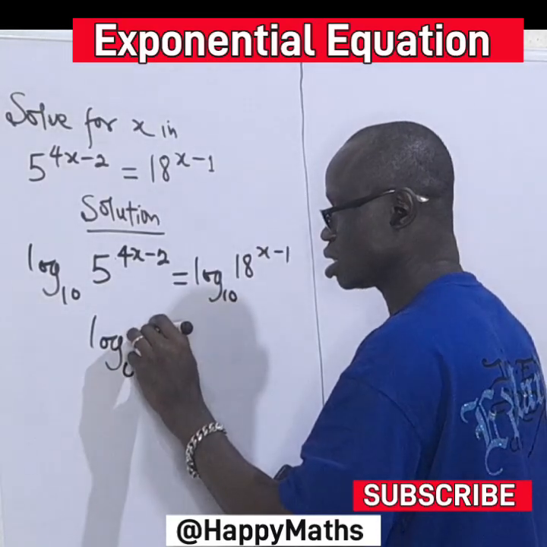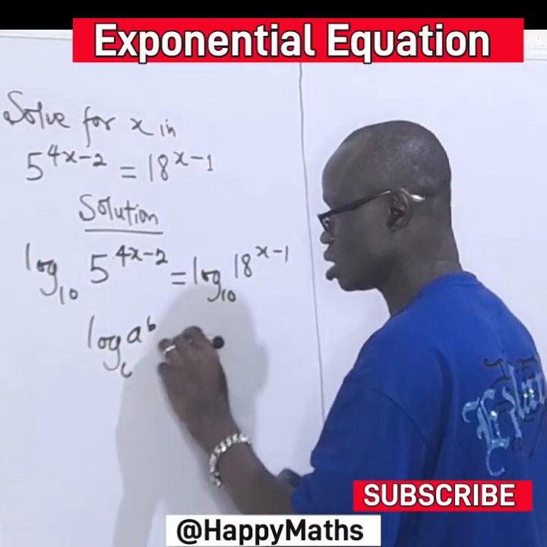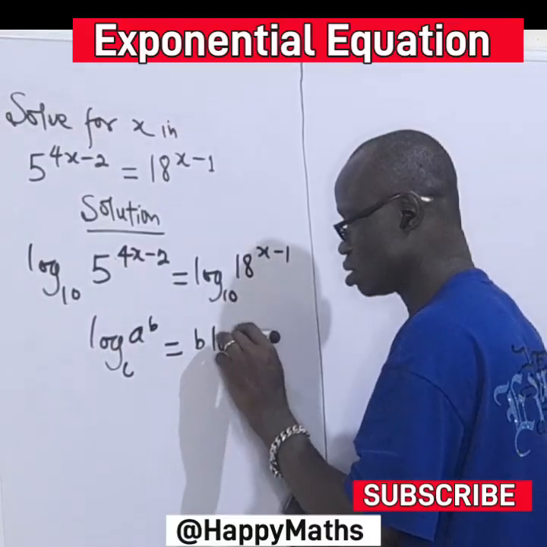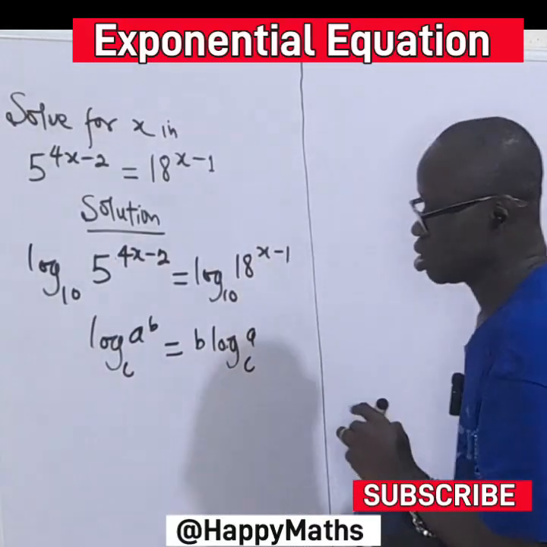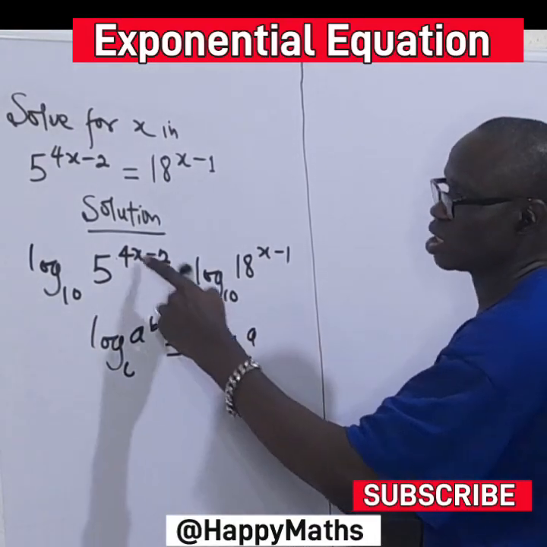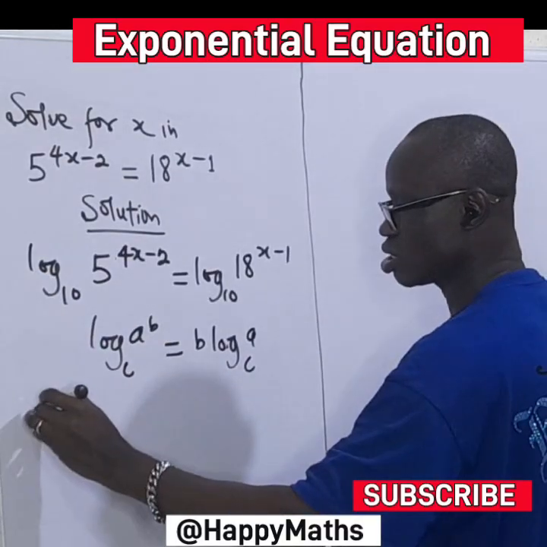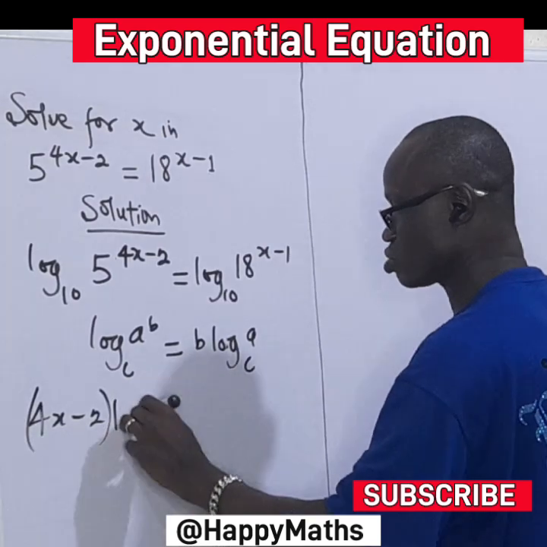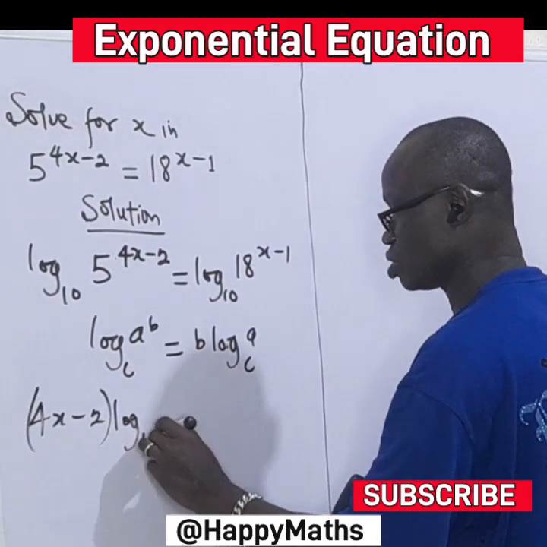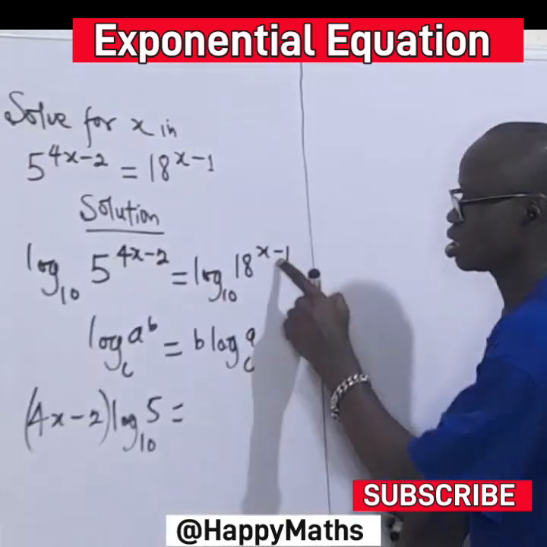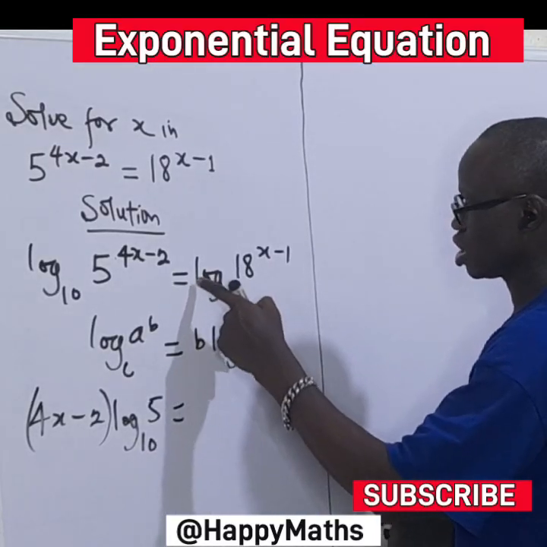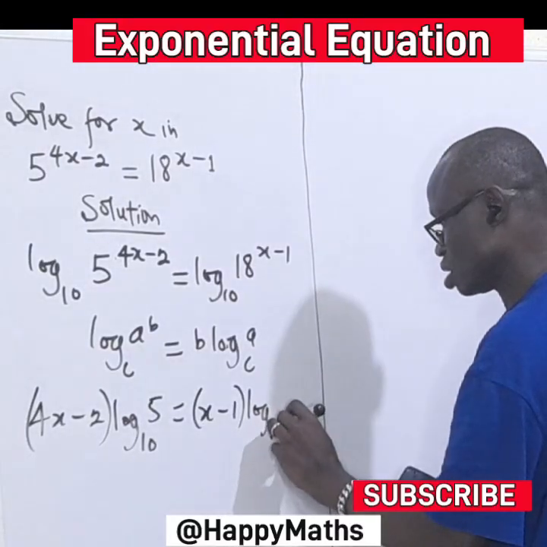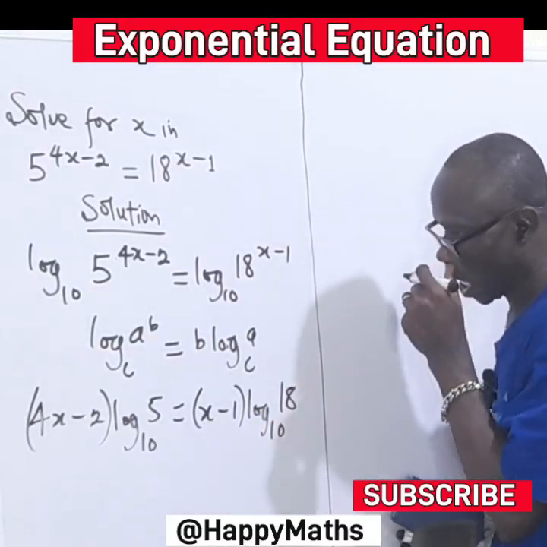Now, for this power, recall that log of a raised to b is the same thing as b log a. Now, the powers, we are taking them to the front. So this will give us (4s minus 2), then log base 10 of 5, equal to the same thing, moving s minus 1 to the front, (s minus 1) log 10 of 18.